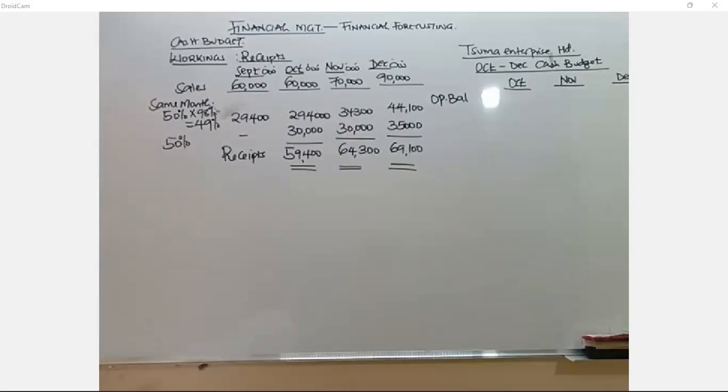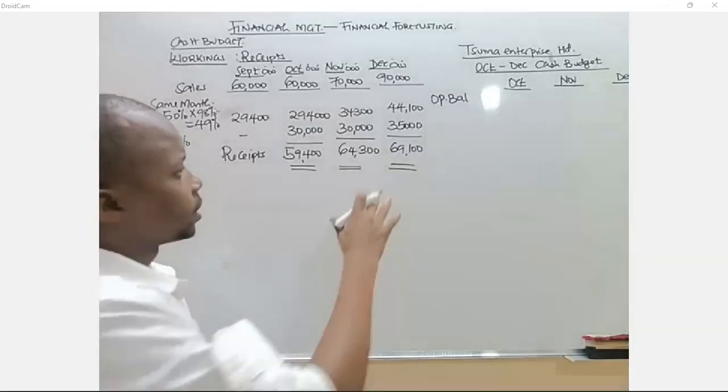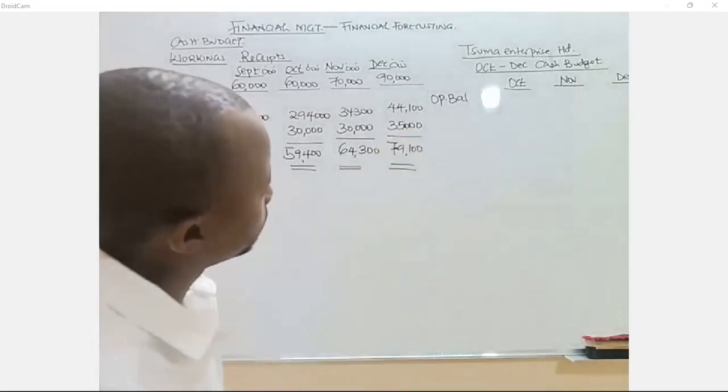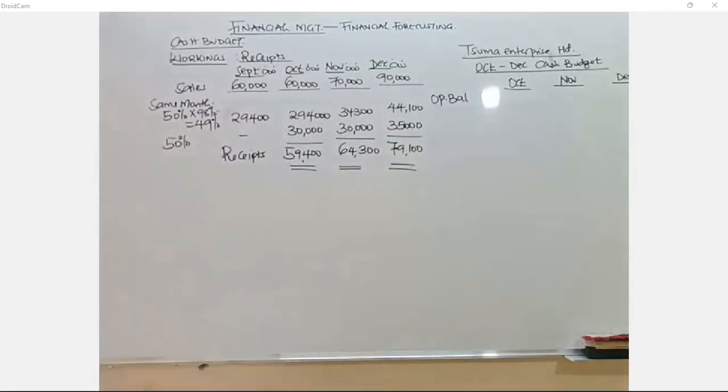In the month of December, Teacher, the receipts there, are we adding or what? That is 44,100 with 35,000? It'll be equivalent to 79,000, right? It'll be 79. I think it should be like that. Thank you.